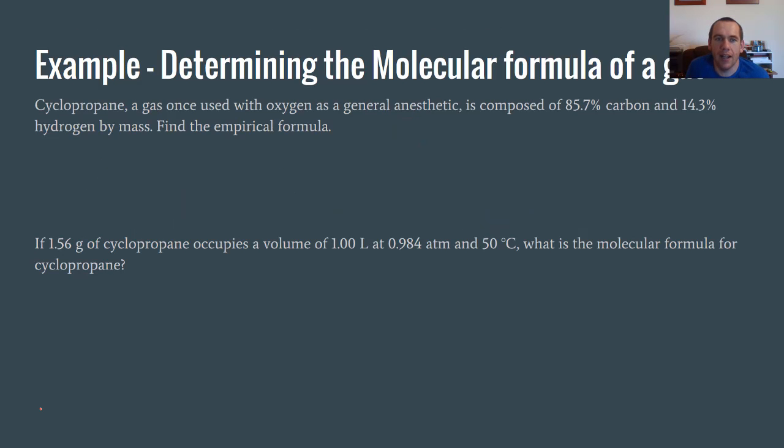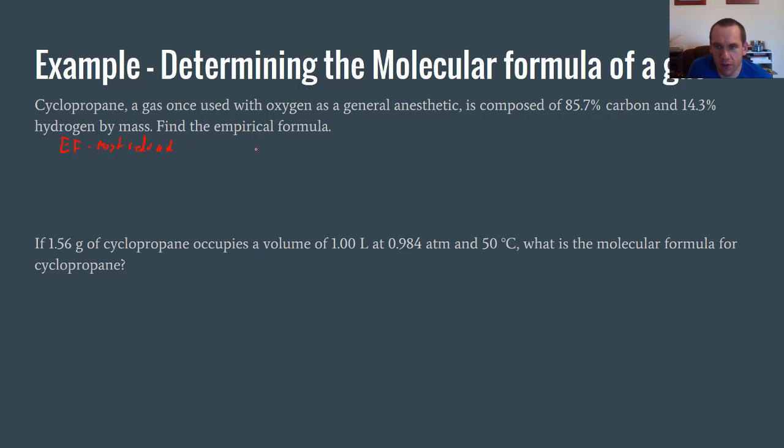Another example: determine the molecular formula of a gas, cyclopropane, given that it's 85.7% carbon and 14.3% hydrogen by mass. First, we've got to find the empirical formula. It's been a while since we've done this, but remember, the empirical formula is the most reduced form. And so this is pretty easy.